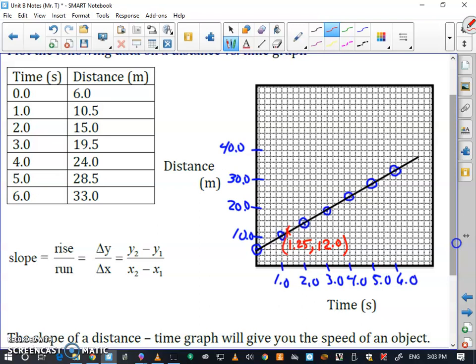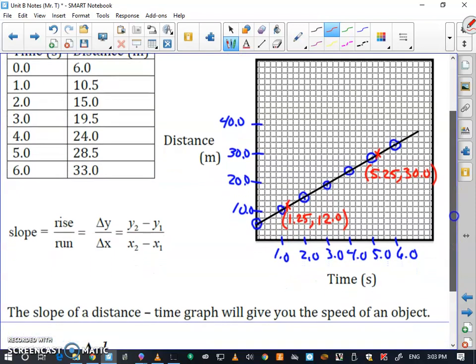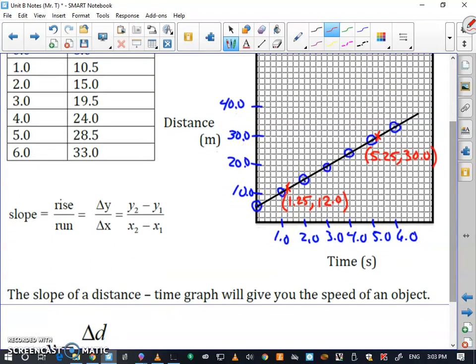Let's find another location where it looks like it's going straight through, like there. That's a good spot. That's going to be 5.25 and up at 30. Okay, so I'm just going to stay on this page, and then I'm going to copy it down on the next page, at least the answer. So I've shown my work right here where the graph is. So the slope is going to be the following.